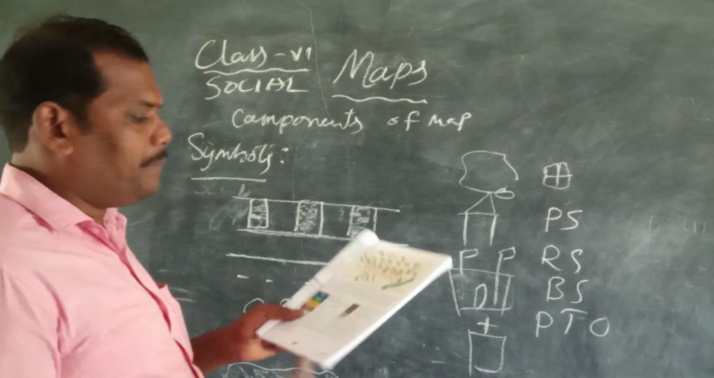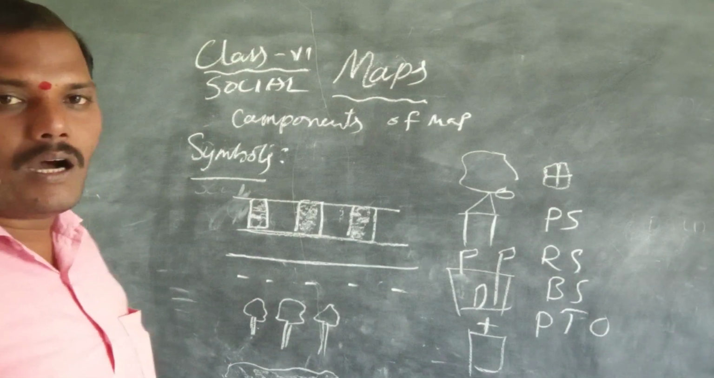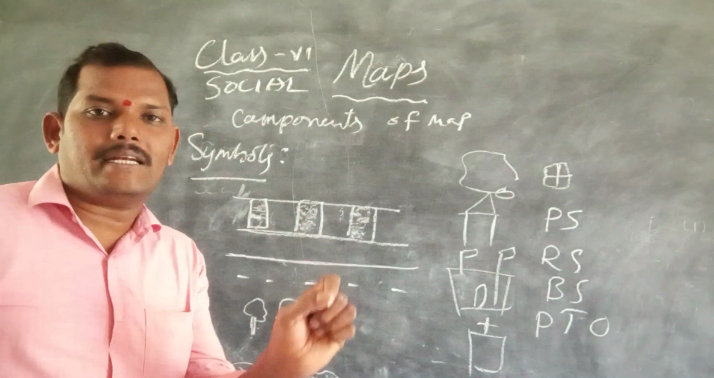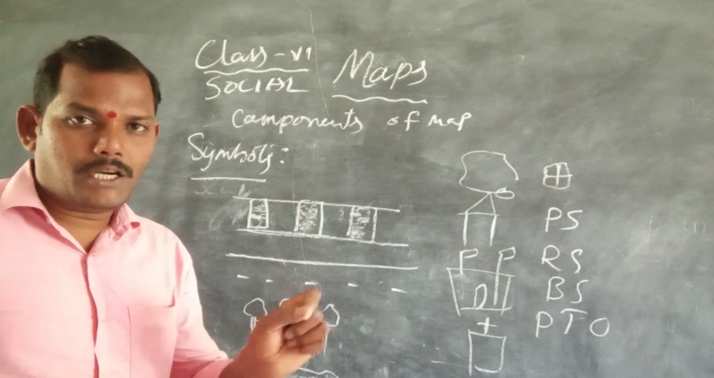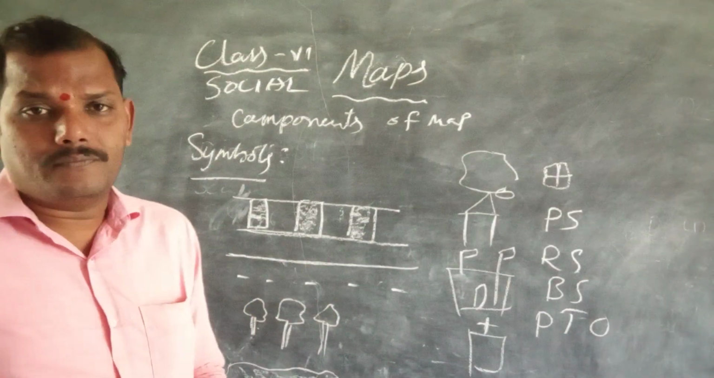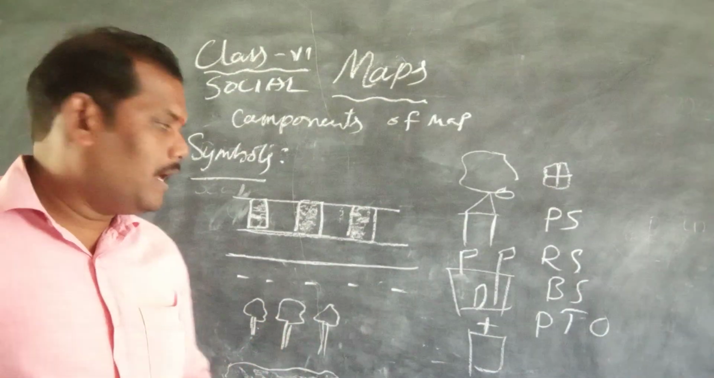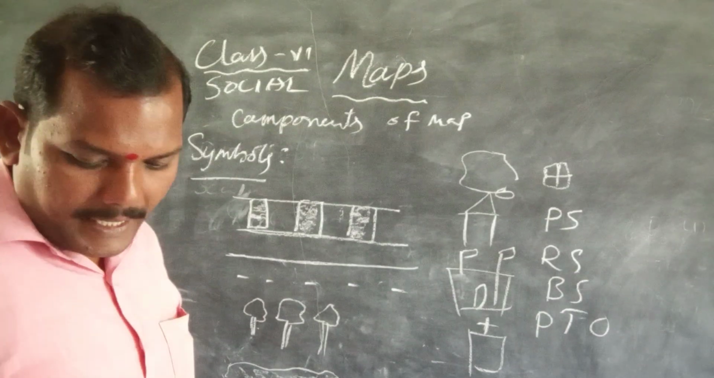On page 33, it is clearly given what symbols are used in the map. That means with the help of these symbols, we can easily understand. That means not only educated people, uneducated people are also able to get information with the help of these symbols. Okay, right.